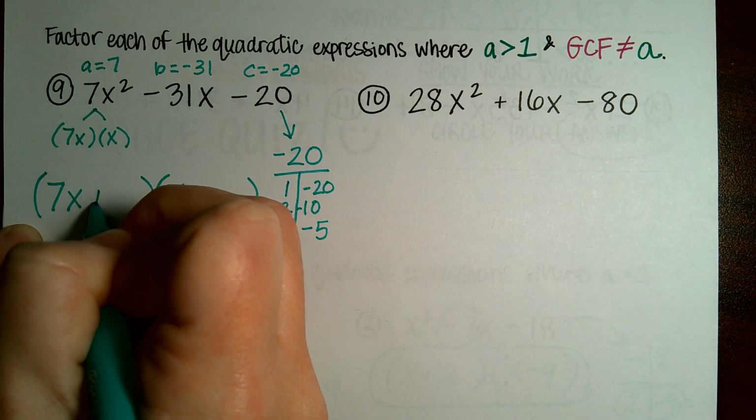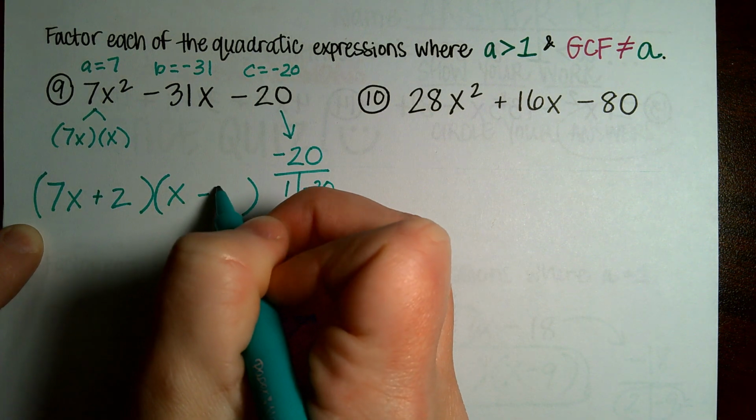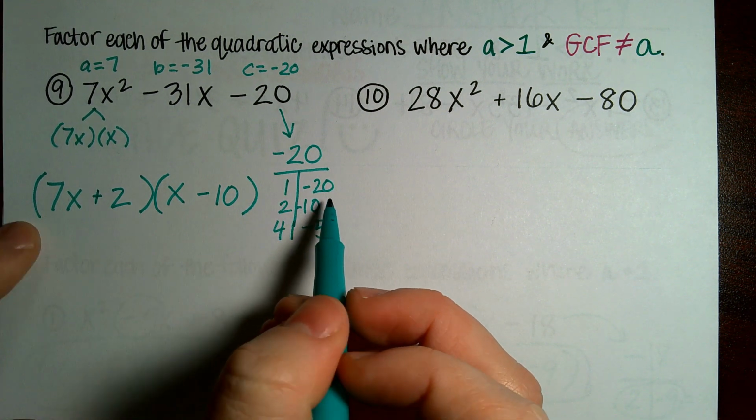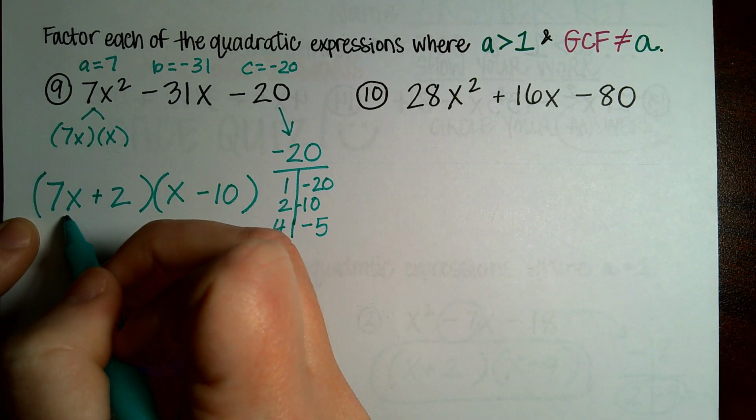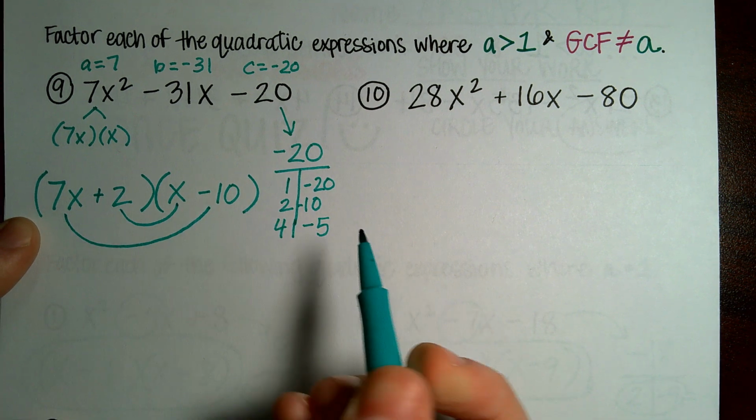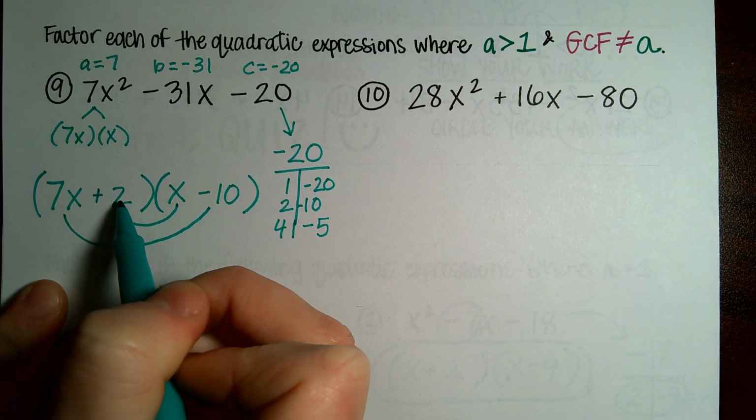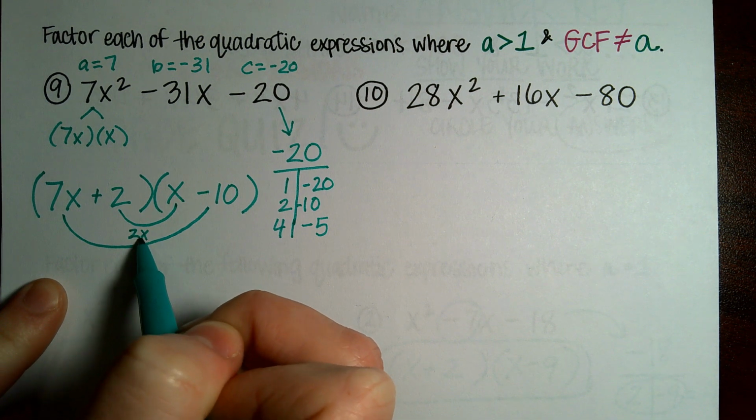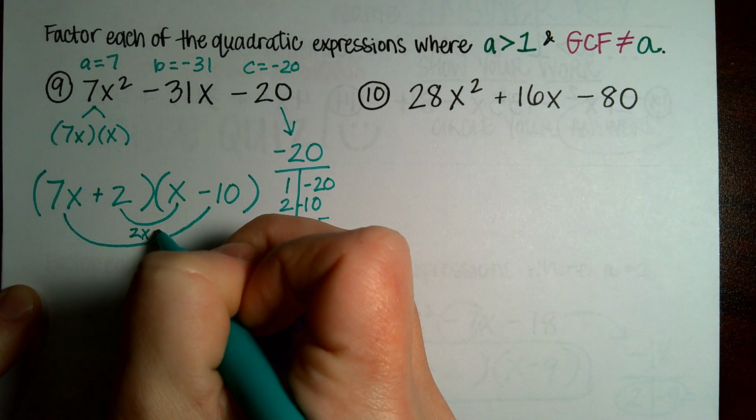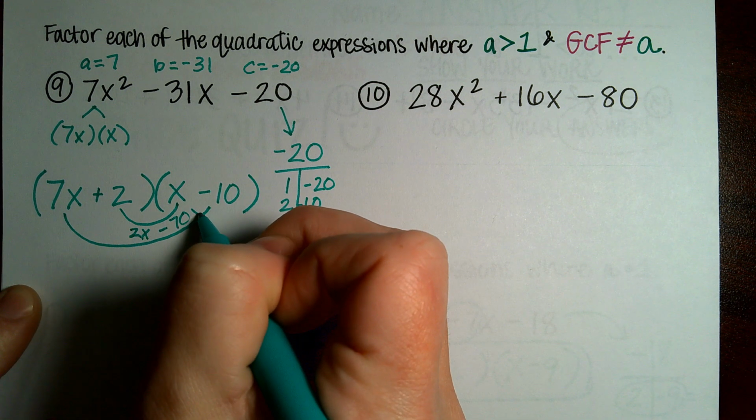Sure, we can do that. Okay, so plus 2, minus 10. Here's where mental math can come in handy. I know that my second number is going to get multiplied by my first term, and that's going to give me 2 times x is 2x, and 7x times negative 10 is negative 70x.